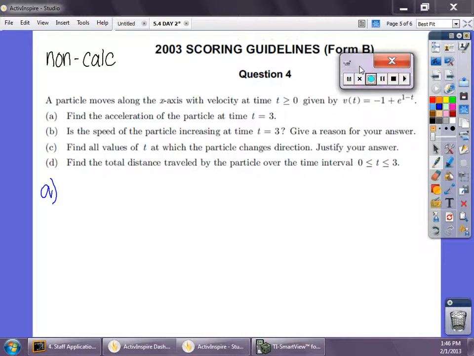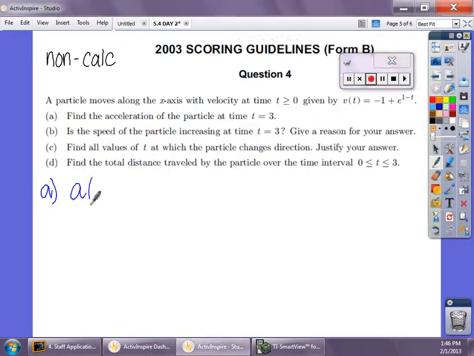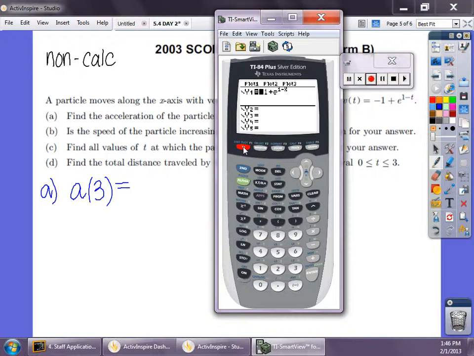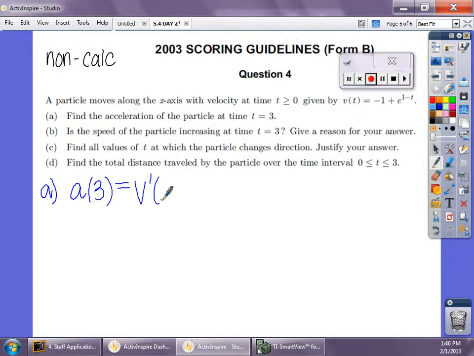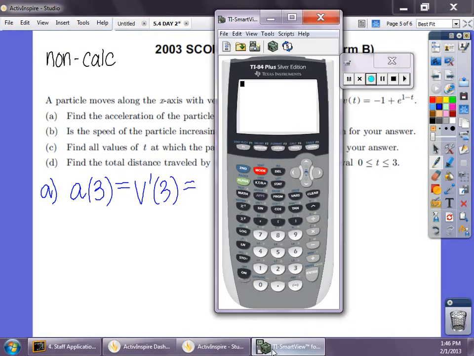All right, so part A, acceleration of the particle at time equal to 3. So literally, I would do this and write the answer. So the answer would be, let's see, I already put the function into y equals. I just want to show you that. And then I want to do that the acceleration at 3 is the same as the velocity's derivative at 3. So I would just do math, nDeriv is number 8. So this would be an x. This would be vars, move over to function, y1. And then move over. And I want this at 3. So the answer is negative 0.135.